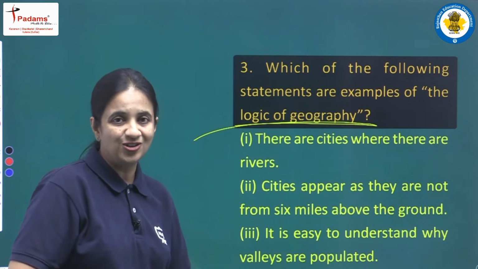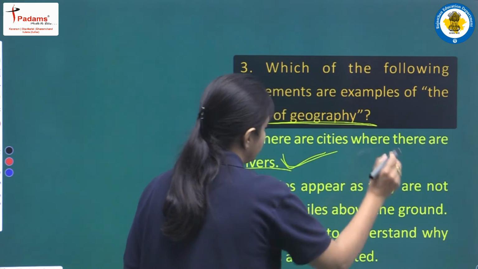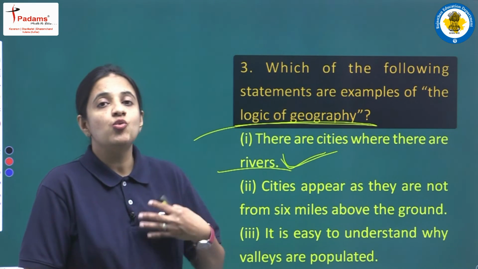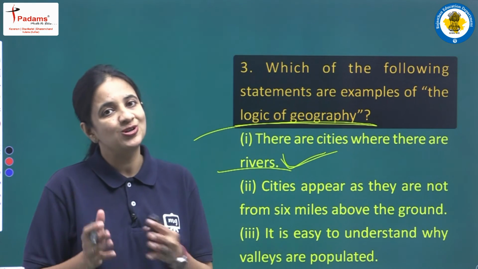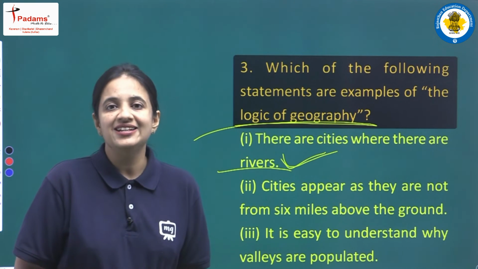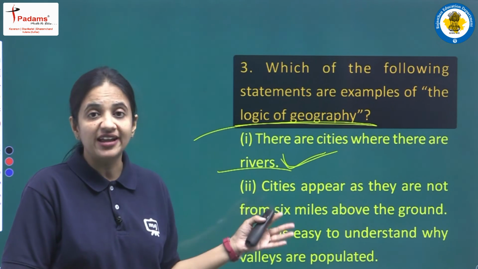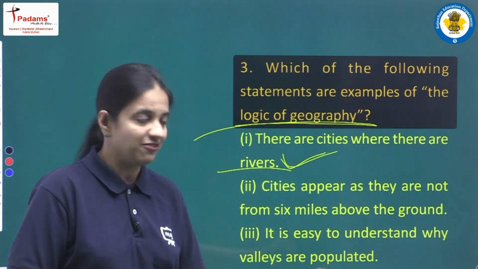So yes, this is a logic of geography, because wherever there are rivers, wherever there are water bodies, only there are the developed cities. Why? Because water is the most important resource that is needed for the development of human beings. So yes, this is a fact, this is a logic of geography.